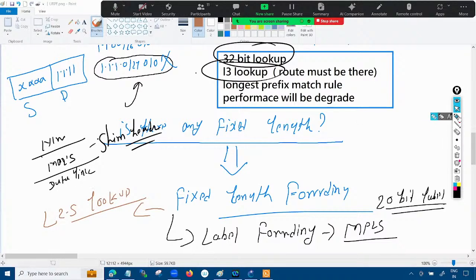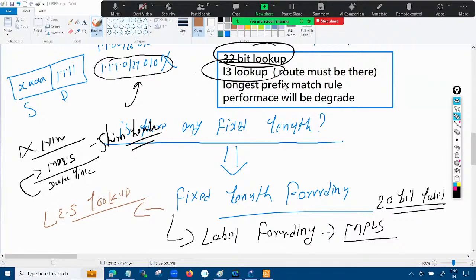So now the label forwarding, the 20-bit label that we have, is based on layer 2.5. The packet comes over here, and based on that, it will forward the packet to the next interface. No need to go to the network layer. I can save huge resources.